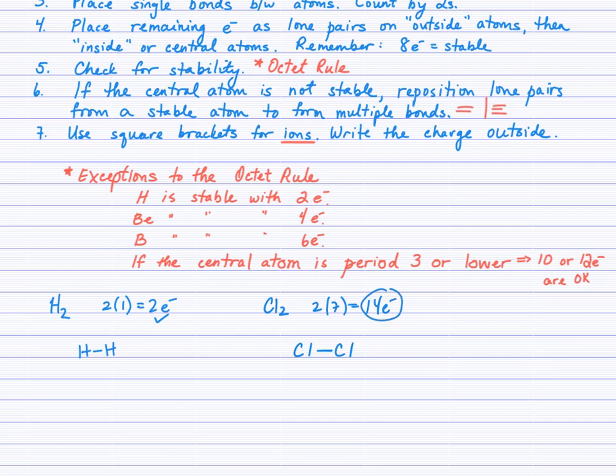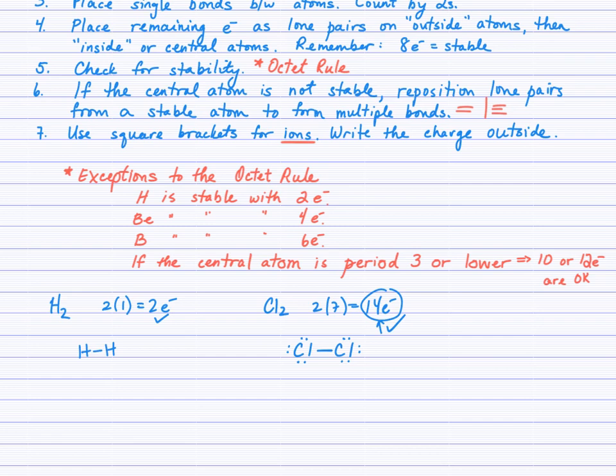Now I'll pick one of those outside atoms and put lone pairs until that atom is stable. Counting by 2, I already have 2 in the picture from the single bond, so I just added 2 more, so that's 4, 6, 8. Once I hit 8 electrons around that chlorine, it's stable. I have to get up to 14, so I'm going to come over to the other side and continue to add electrons, counting by twos. 10, 12, 14. There we go. So all 14 electrons are in the picture.